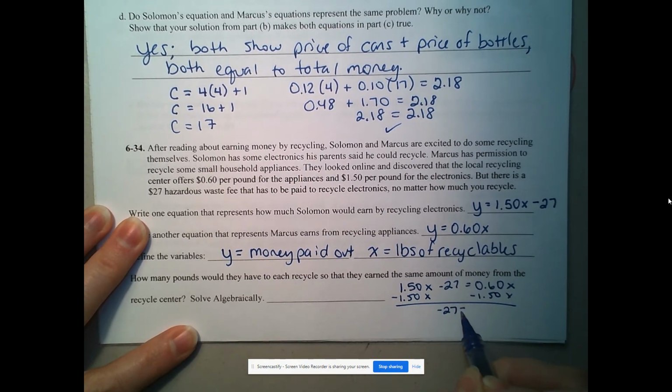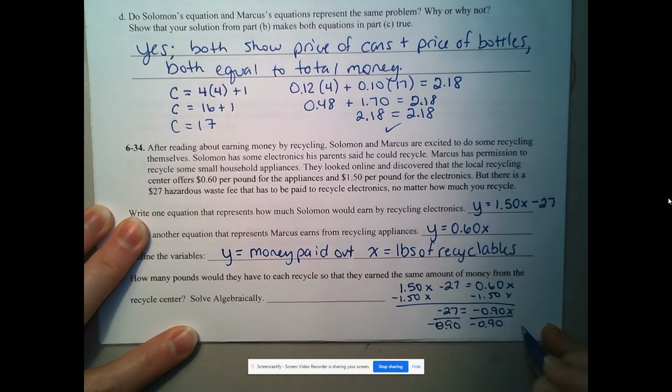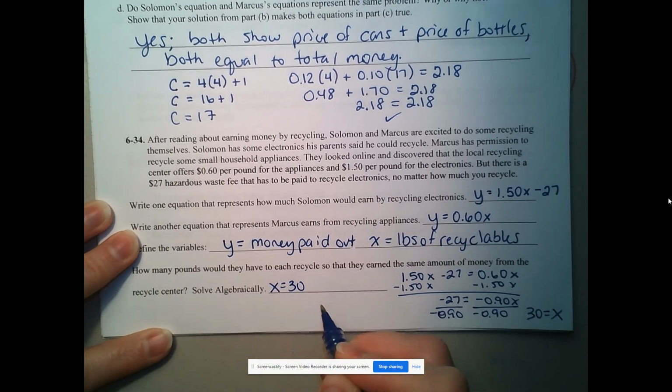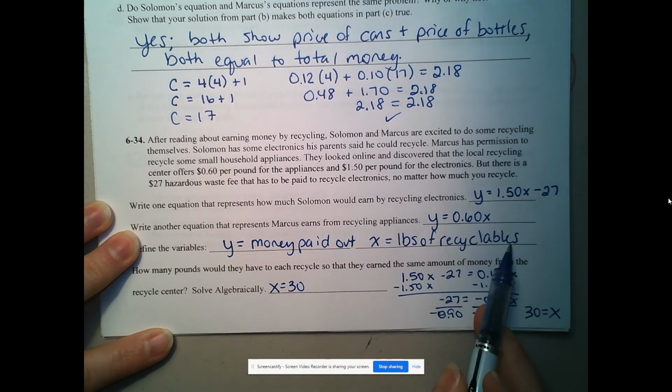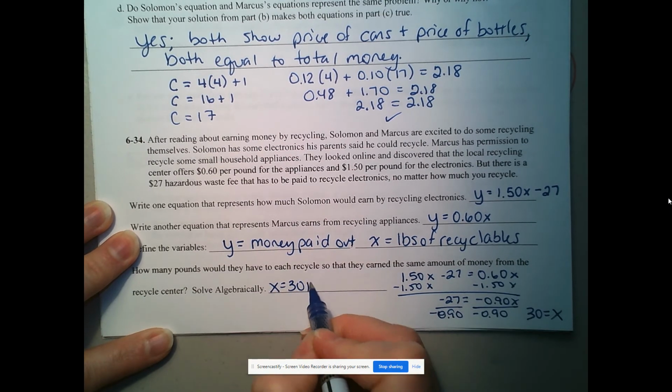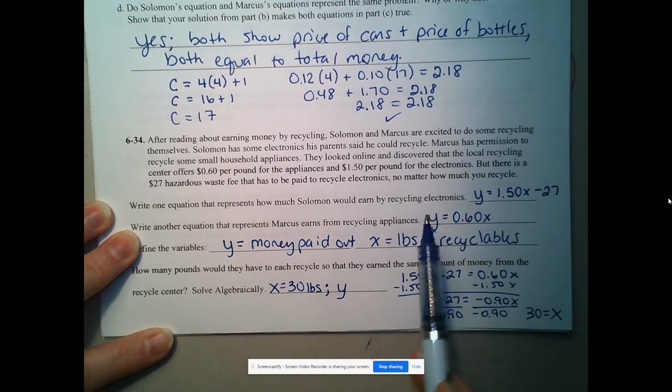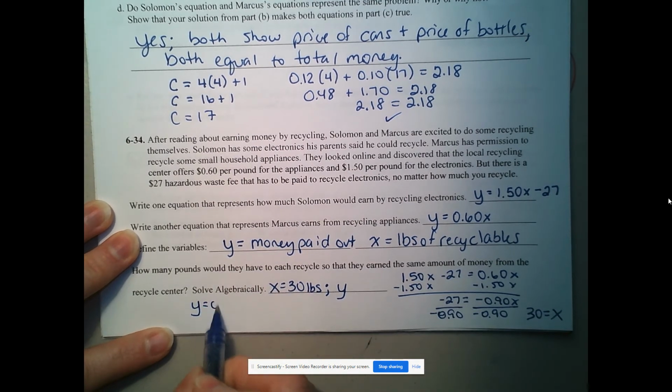negative 27 equals negative 90 cents X. Divide both sides by the negative 90 cents. And I would get X equals 30, or 30 equals X. So that would tell me that X equals 30 and X is pounds of recyclables. So I would say X equals 30 pounds, but I still need to find Y. So I could go back into either of those equations. The faster one is the 0.6 times 30, and you would get that Y equals 18.